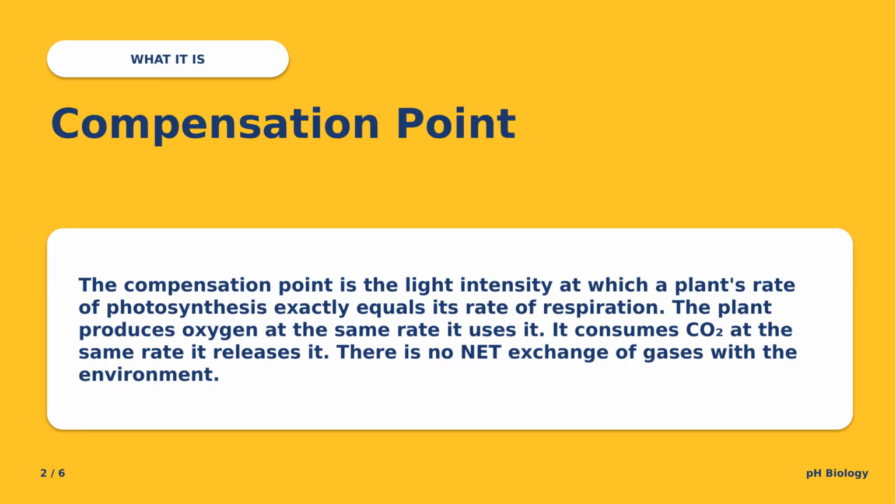The compensation point is the light intensity at which a plant's rate of photosynthesis exactly equals its rate of respiration. The plant produces oxygen at the same rate it uses it. It consumes carbon dioxide at the same rate it releases it. There is no net exchange of gases with the environment.